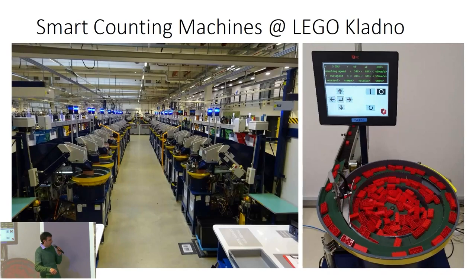The line consists of two in fact lines that are called strings, and both strings include so-called counting machines. These devices, here you can see it better, calculate the right number of bricks of the same type, put it into the box, and afterwards the box is packed and prepared for the final packing.